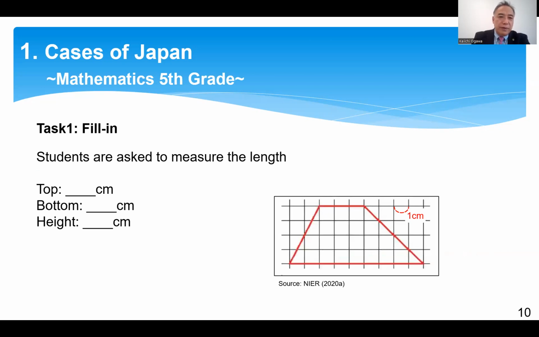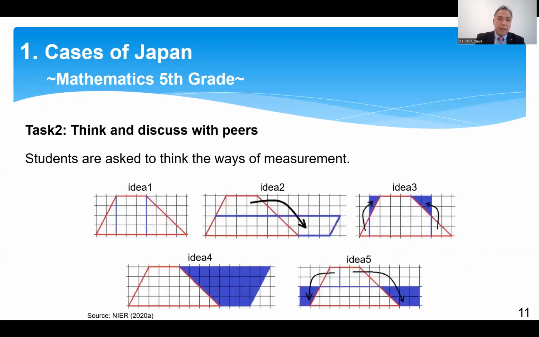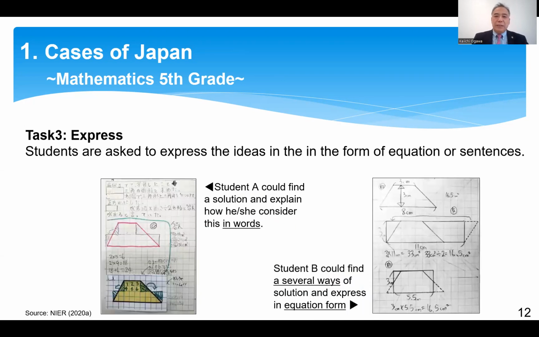So task 1, filling: students are asked to measure the length. So top, how many centimeters? Bottom, how many centimeters? Height, how many centimeters? Then task 2, think and discuss with peers. Students are asked to think of the ways to measure. So idea 1, idea 2, idea 3, idea 4, idea 5. That's an example. Then express.